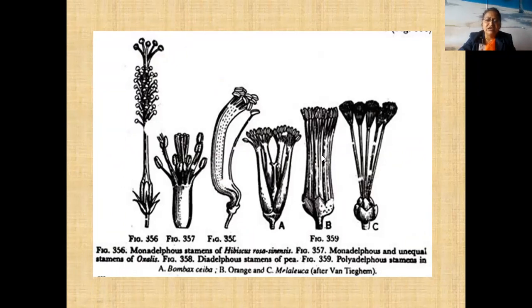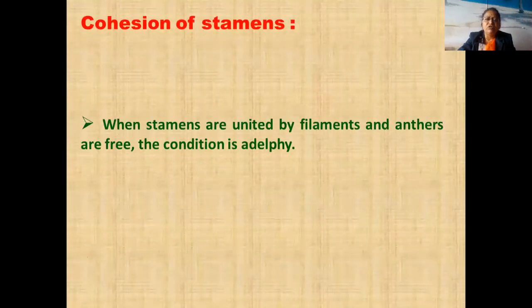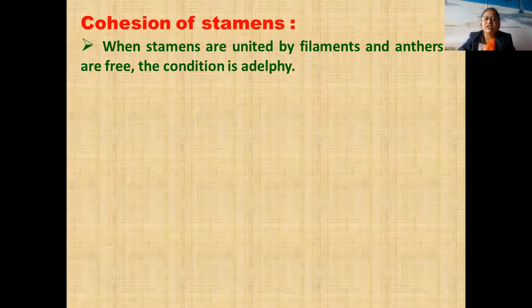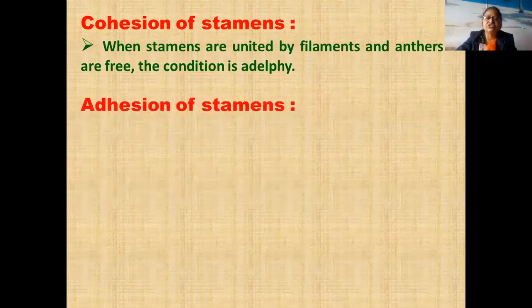Syngenesious, synandrous condition. Cohesion of stamens. When stamens are united by filaments and anthers are free, the condition is called adelphous. When the filaments of the stamens are joined and anthers are free, it is called adelphous condition. That is monadelphous, diadelphous, polyadelphous.